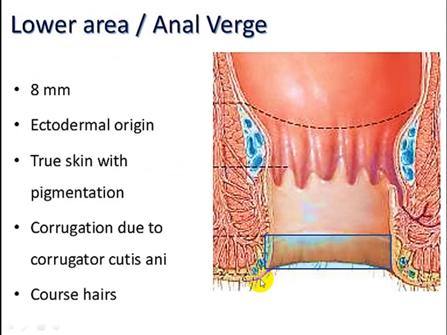And there is a corrugation which is due to the corrugator cutis ani. It is a continuation of the longitudinal smooth muscle fibers, which is a continuation of the smooth muscle of the rectum.